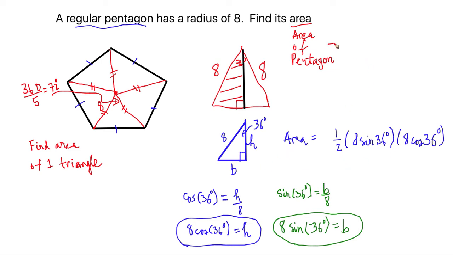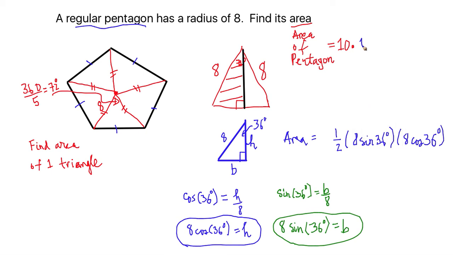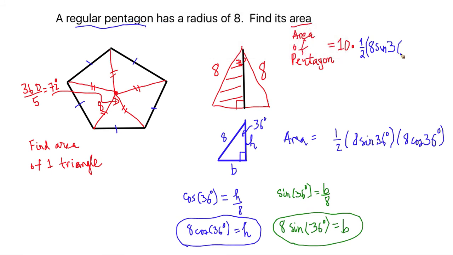So this is equal to 10 multiplied by 1/2, 8 sine of 36 degrees. This pen is terrible. Let's try that again. 36 degrees times 8 cosine of 36 degrees.